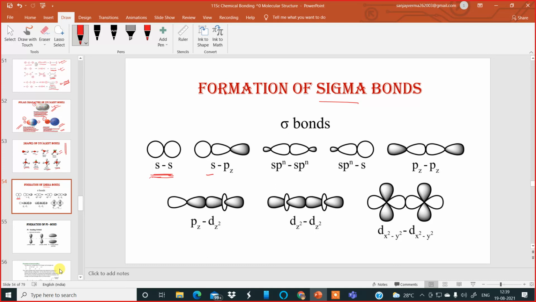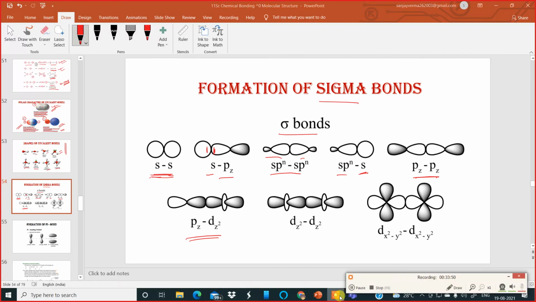And if the s orbital and the pz orbital overlap head on, then it forms a sigma bond. s-p overlap head on, pz-pz head on, all sigma bonds. This all results in the formation of sigma bond. That means if the orbitals are overlapping head on, when I say head on, it means like this.